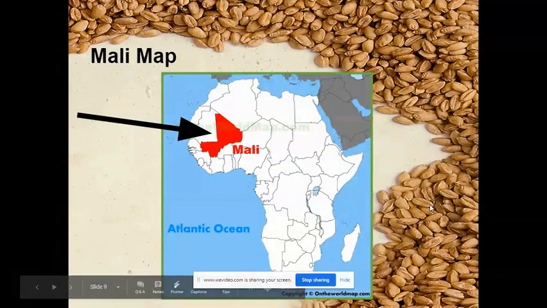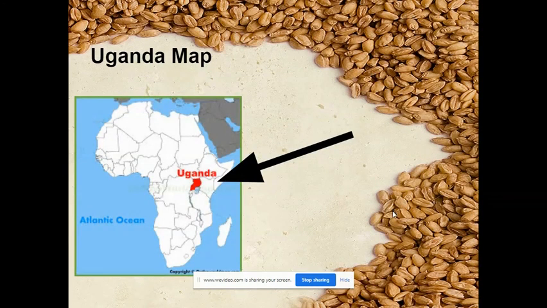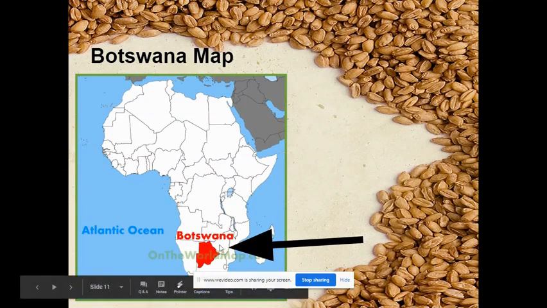As you can see on this map, Mali is a landlocked nation, but it is on the western portion. But please note, it does not border the Atlantic Ocean. The next one is Uganda. Uganda, as you can see, is also inland, but this one is on the eastern portion, and it is at least bordering some lakes, but not bordering any oceans. And the last one, Botswana, also a landlocked country, is in the southern portion of Africa.